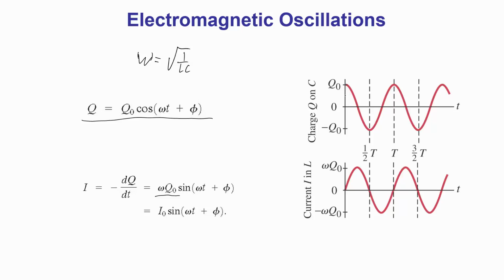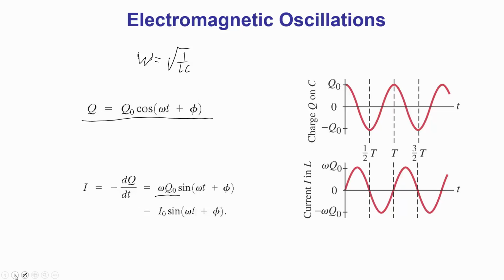So both the charge on the capacitor and the current going through the inductor will be sinusoidal. They will be off by what we call a phase angle, so they're out of sync, but they still have the exact same frequency.